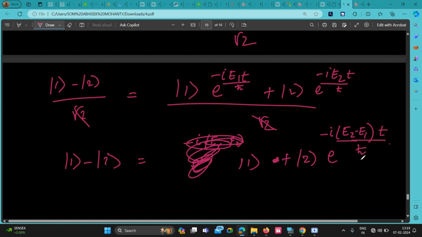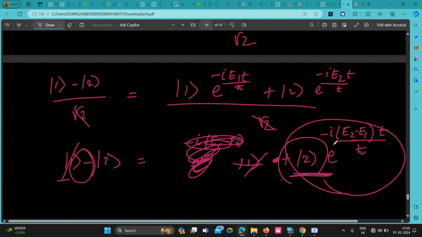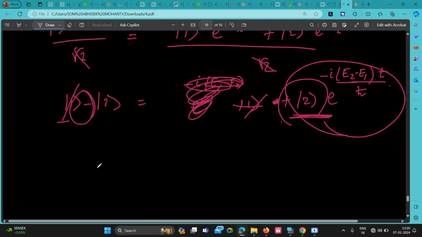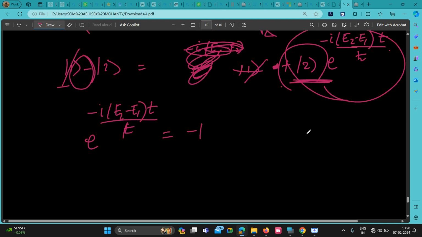Okay. So now if you actually see, the coefficient of 1 is actually 1. So 1 cancels out. So the coefficient of the exponential is actually how much here? Minus 1. So I can equate this whole thing to minus 1, isn't it? Right. So I will equate it: this one, t by h cut, is equal to minus 1.